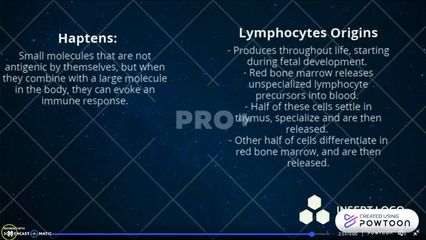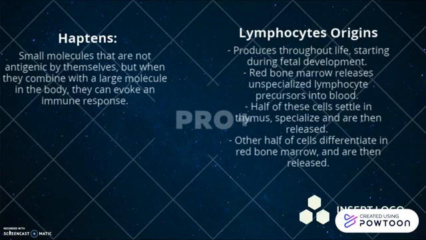Lymphocytes are produced throughout life, starting during fetal development. Red bone marrow releases unspecialized lymphocyte precursors into the blood.